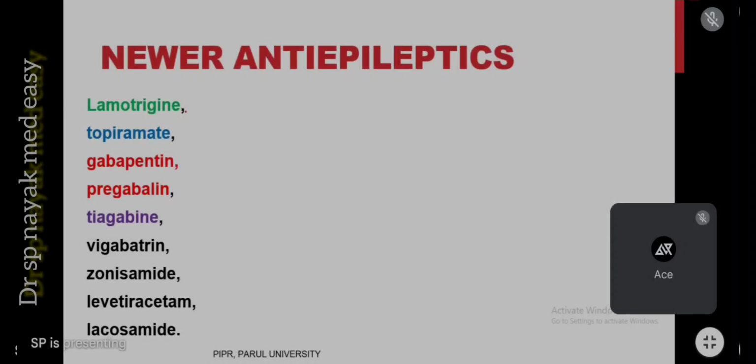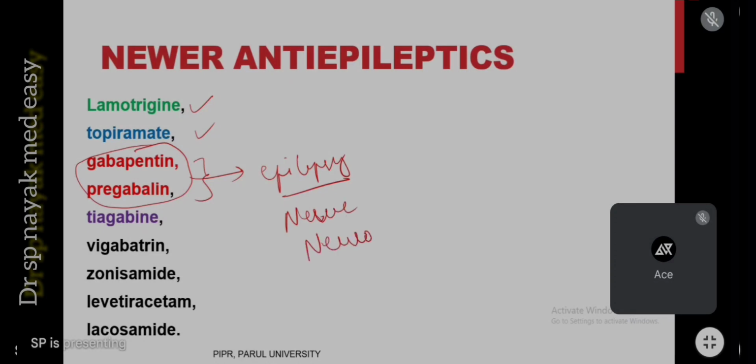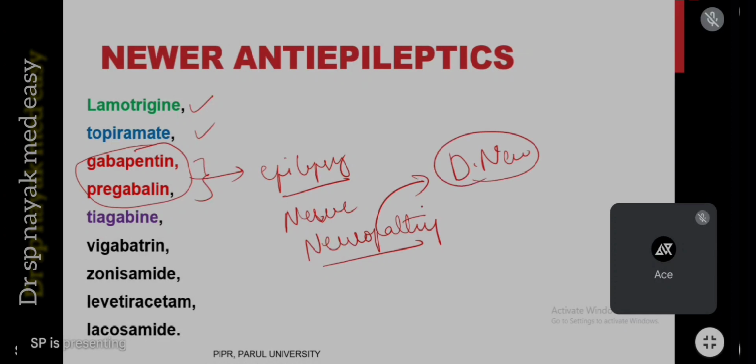In previous classes we have already discussed Lamotrigine, Topiramate, Gabapentin and Pregabalin; the last two are almost similar drugs. These are used both in epilepsy as well as in nerve pain, or neuropathy. Particularly, Gabapentin and Pregabalin are the drugs of choice in diabetic neuropathy. The patient develops nerve pain due to damage in the nerves. Anyway, we'll discuss that in detail later.